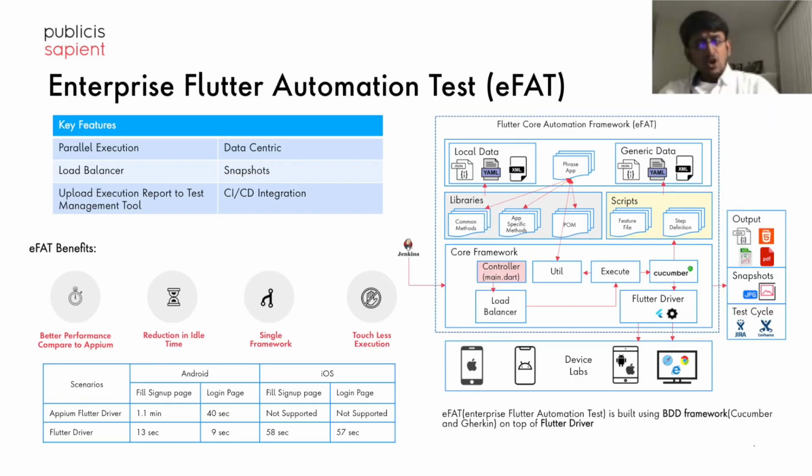For Flutter automation, we created a framework called EFAT. It is Enterprise Flutter Automation Test, built using the BDD framework, Cucumber and Gherkin, on top of the Flutter driver. The key features of this framework are that it supports parallel execution on multiple Android and iOS devices to reduce the execution time. Also, we built a real-time load balancer that helps optimize device usage. Also, it has an ability to take a screenshot on every failure and attach it to the test result.